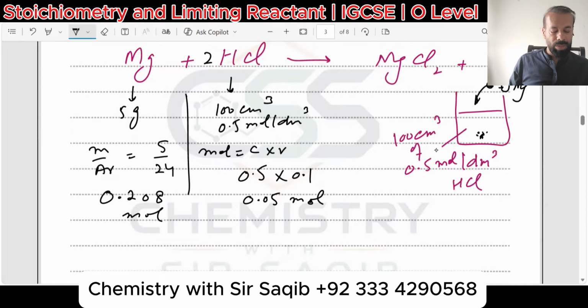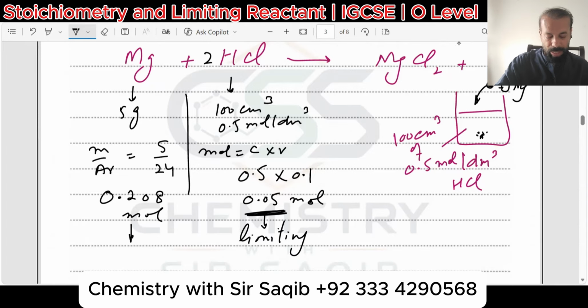Now, can you see which reactant is lesser in quantity? Which is the limiting reactant? Magnesium is 0.208. HCl is 0.05. So HCl is very less. So it is limiting, and magnesium is in excess. So our product will depend on HCl. So just forget about this. We will not use this in our calculation. We will calculate from HCl.